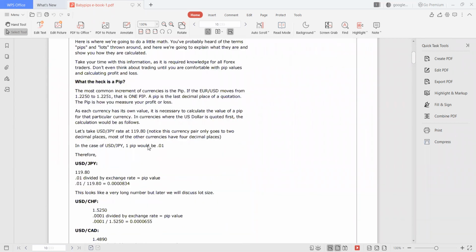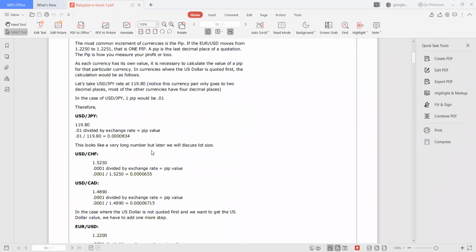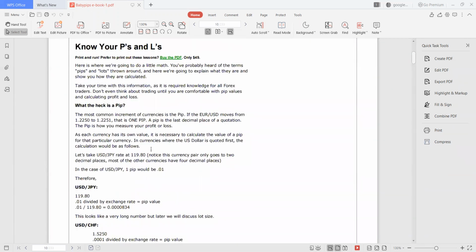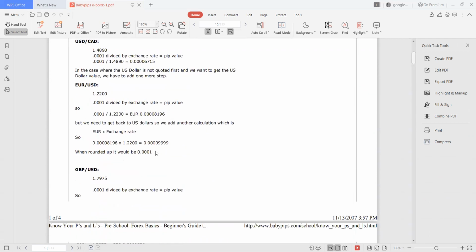So we're going to talk about a pip. We are just going to do it randomly. A car's speed is measured in kilometers, right? 50 kilometers per hour, 60 kilometers per hour. So that is the same with the market. The distance that it moves is measured in pips. So that's what is called a pip.